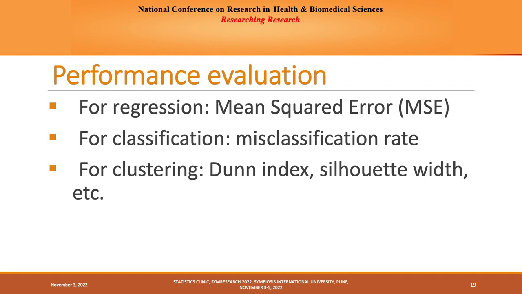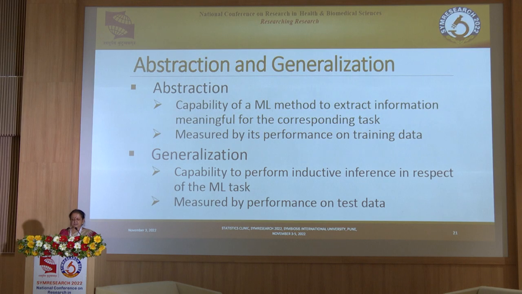So it's a simple percentage of wrongly classified test samples, or conversely, you can also use the percentage of correctly classified test samples. These are both equivalent. And for clustering, there are certain other evaluation measures that are available. I'll just skip this.